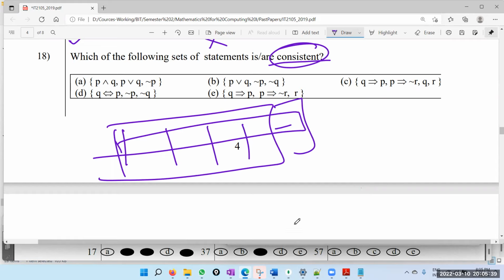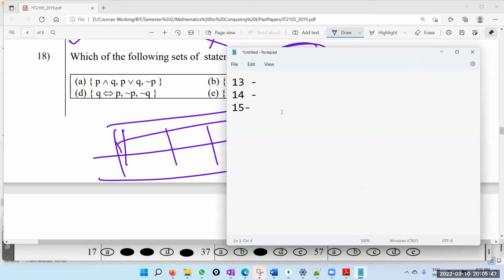So we discussed that. And again it's going to take time because we have to draw the truth table. Right? So therefore I'm going to keep this last because I know that it is taking time.